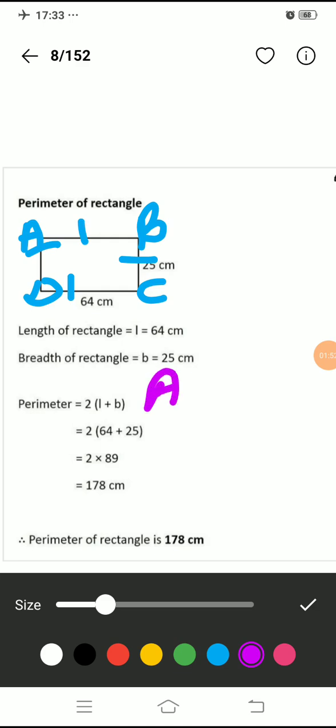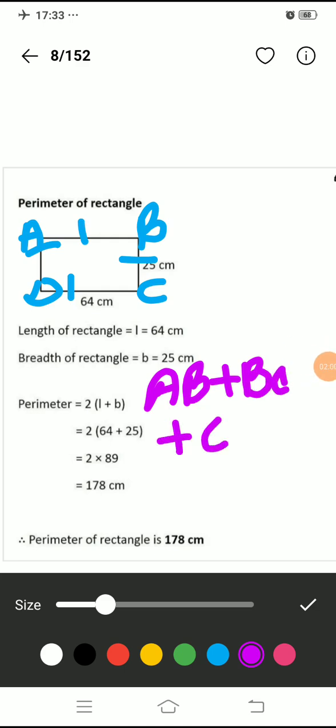Perimeter. How can we find the perimeter? AB plus BC plus CD, and the last one is DA. This is the first step which we can do.